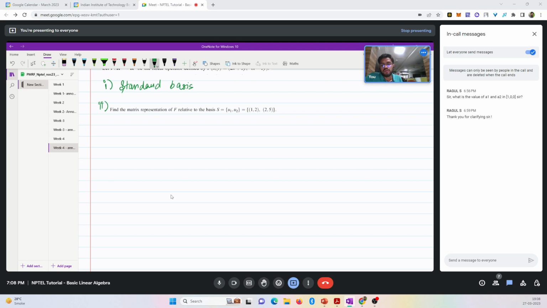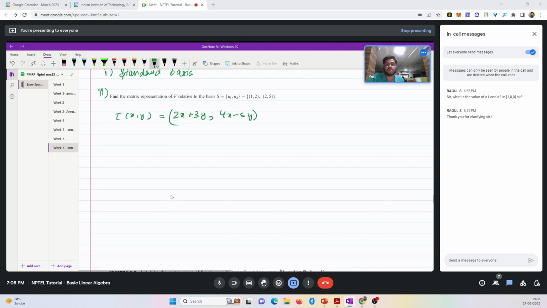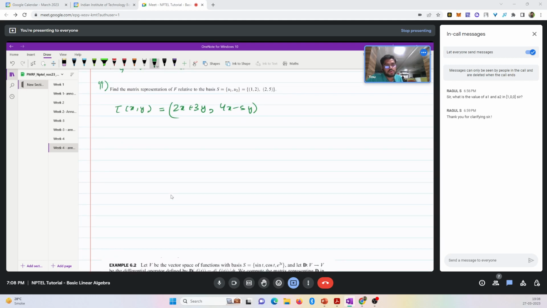So the function is the same, that is, T of x comma y is again 2x plus 3y comma 4x minus 5y. But now your basis has changed. So they are asking us to find the representation with respect to the basis 1 comma 2 and 2 comma 5. So the first step is again to find T of 1 comma 2.